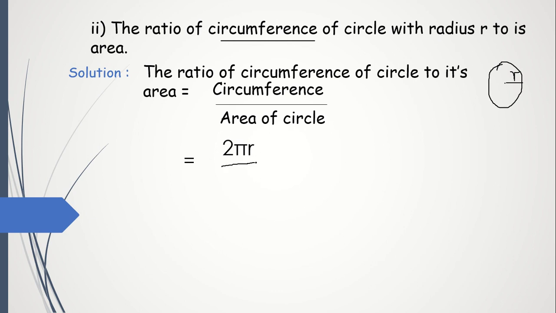So circumference is 2 pi R and area is pi R square. Now there are two R's here, and one more R here. Pi is going to get cut. Now this R and one R from here will get cut. So that's 2 upon R. So the ratio is 2 is to R.